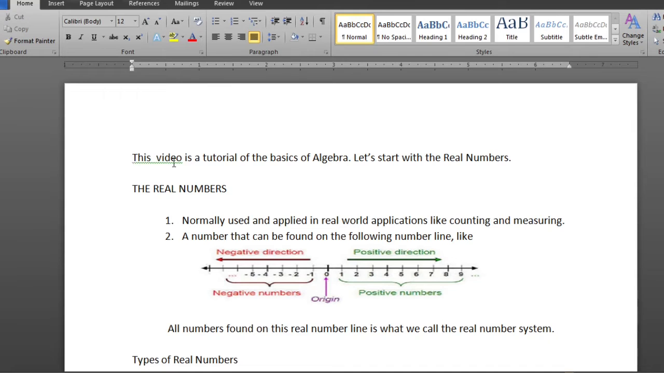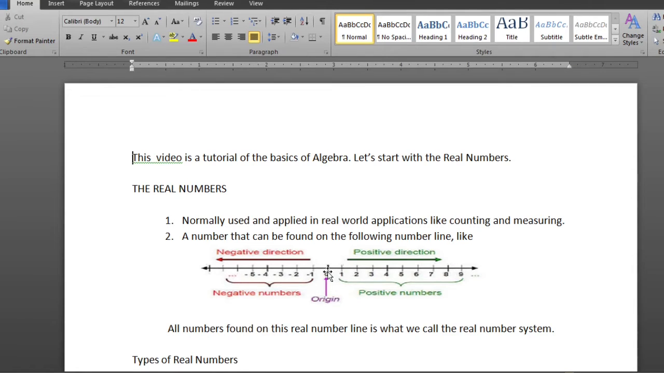This video is a tutorial of the basics of algebra. Let's start with the real numbers. The real numbers are normally used and applied in real-world applications like counting and measuring. They are numbers that can be found on the following number line. So this is the real number line.